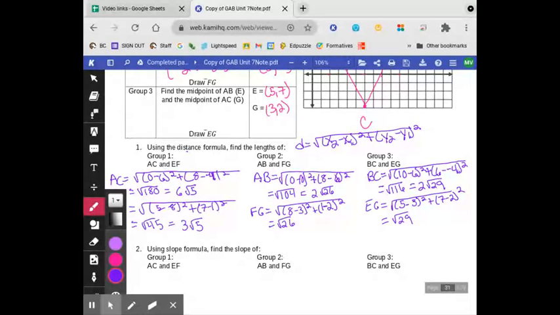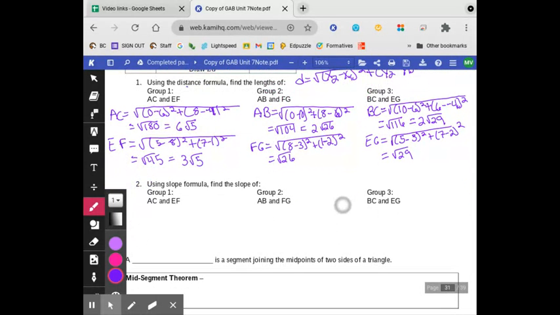Now I want you to continue again with your same groups, and I want you to find the slope. So you're going to find the slope of the 2 lines you just found the distance of. So pause and find your slopes.